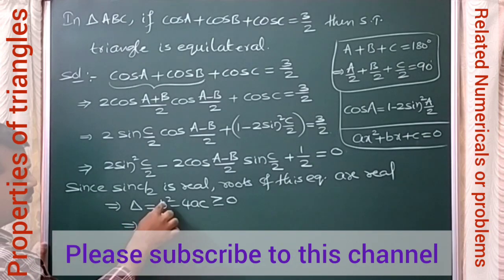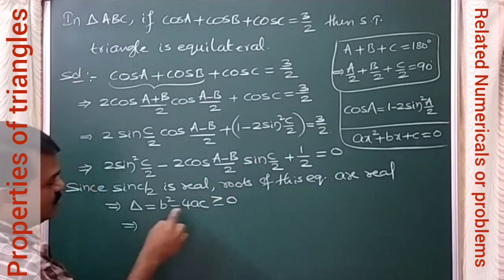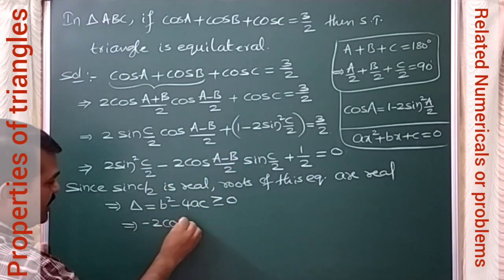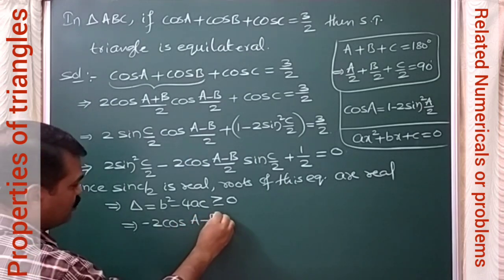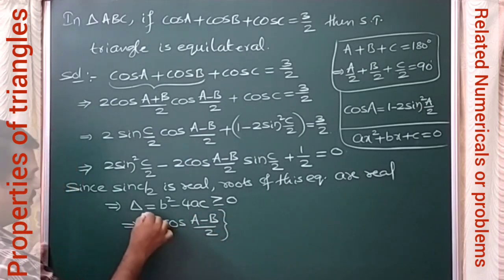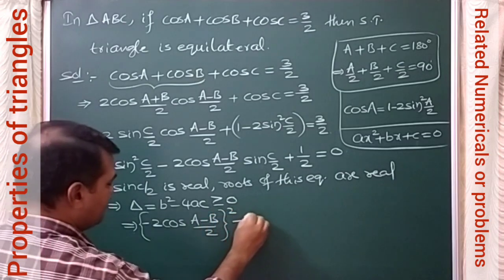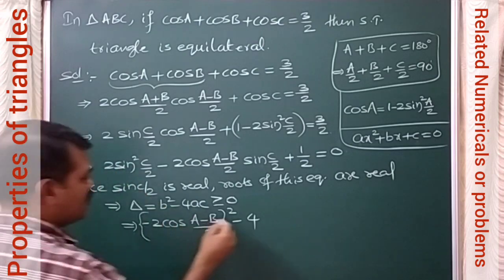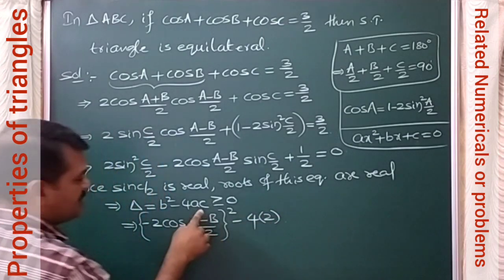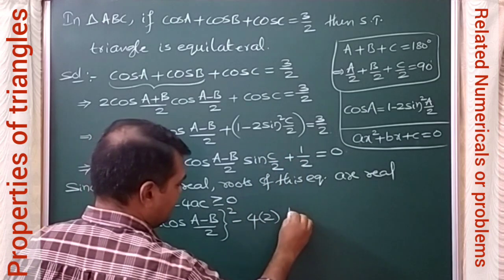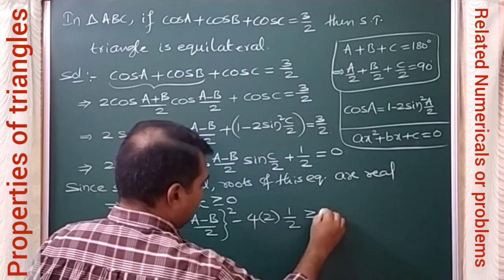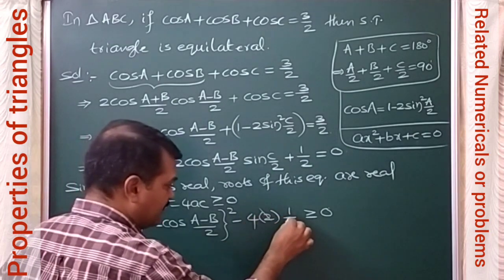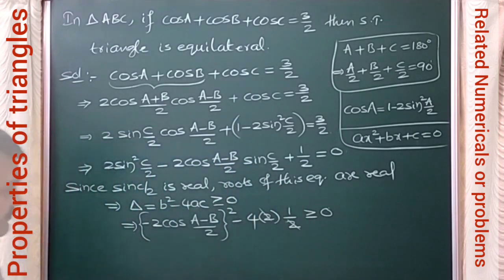So what is small b? Coefficient of sin c by 2. So small b means this part: minus 2 cos (a minus b)/2. Okay, that is small b. Minus 4 into small a, coefficient of sin square c by 2, that is 2. And small c, constant, 1 by 2. So discriminant greater than or equal to 0. This 2 and 1 by 2 I can cancel like this.